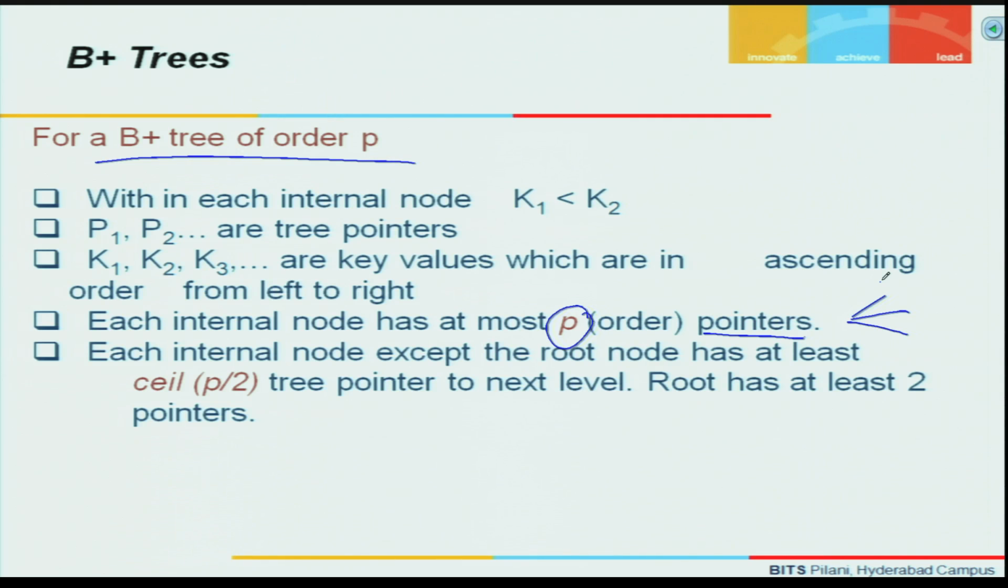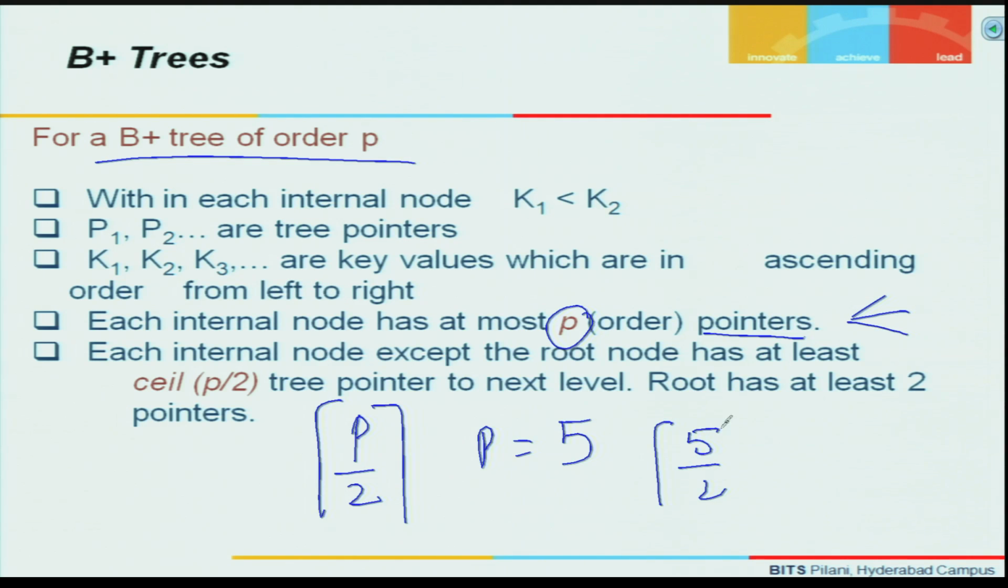Each internal node except the root node has at least how many? So what is the minimum? If the order is P, what is the minimum number of pointers an internal node can have? It is the ceiling of P by 2. In this example, since P is equal to 5, the minimum number of pointers an internal node can have is 5 divided by 2, ceiling value, which is going to be 3. And there is an exception for the root. Root has at least 2 pointers. Sometimes the root can have only 2 pointers, independent of this particular specific rule.